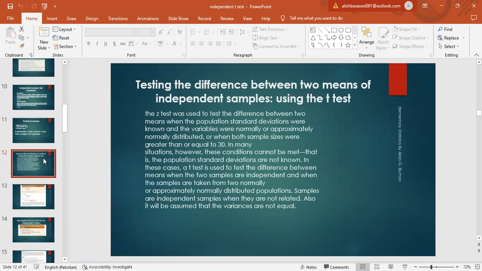Testing the difference between two means of independent samples using the t-test. The z-test was used to test the difference between two means when the population standard deviations were known, the variables were normally or approximately normally distributed, and both sample sizes were greater than or equal to 30. In many situations, however, these conditions cannot be met. That is, the population standard deviations are not known. In this case, a t-test is used to test the difference between means when the two samples are independent and when the samples are taken from two normally or approximately normally distributed populations. Samples are independent when they are not related. Also, it will be assumed that the variances are not equal.